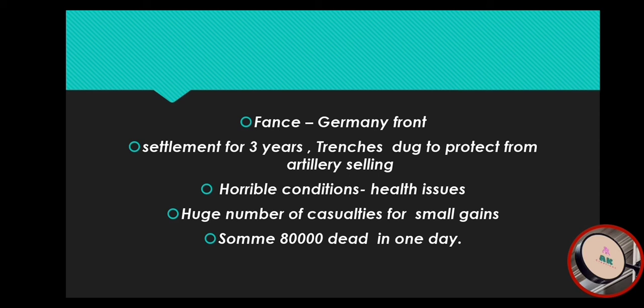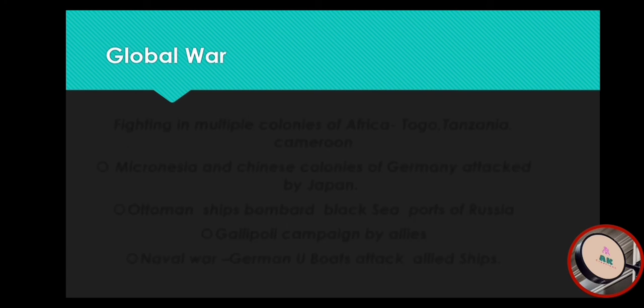Then the Battle of the Somme was also important over here. It started on 1st July 1916 and ended on 18th November 1916. Because of the Somme, in just one day 80,000 soldiers died. Most of the soldiers were from Britain. Then we'll have a look at the global war.